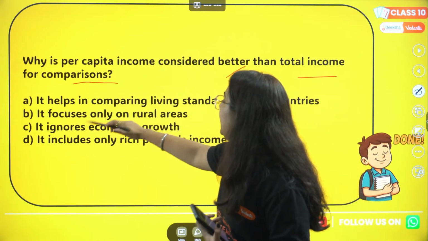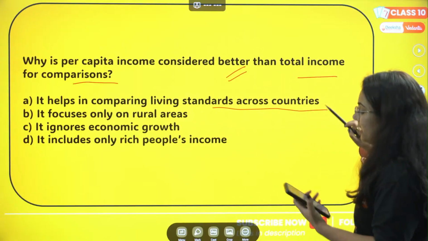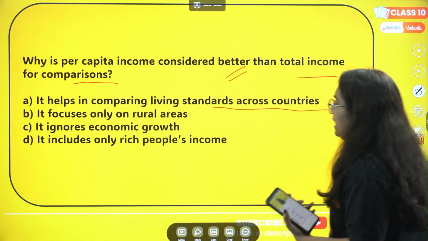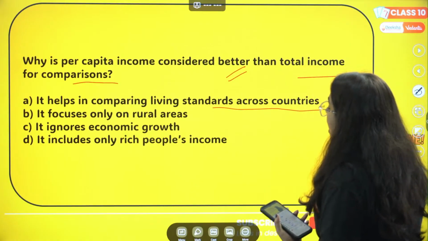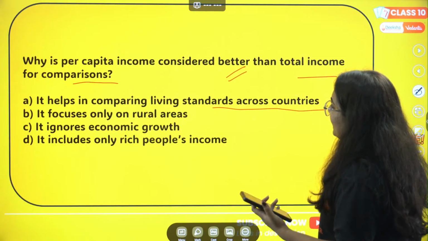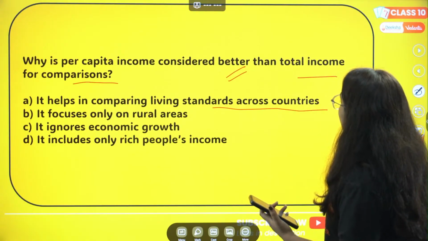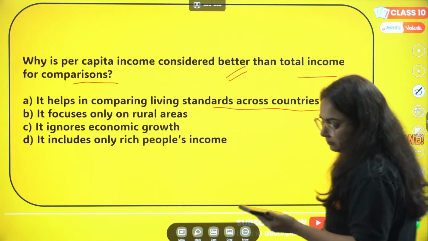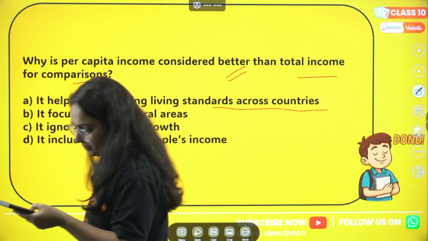Options are A, it helps in comparing living standard across countries. Option B, it focuses only on rural areas. C, it ignores economic growth. Or D, it includes only rich people's income. So why is per capita income considered better than what? Total income. Give the correct answer.